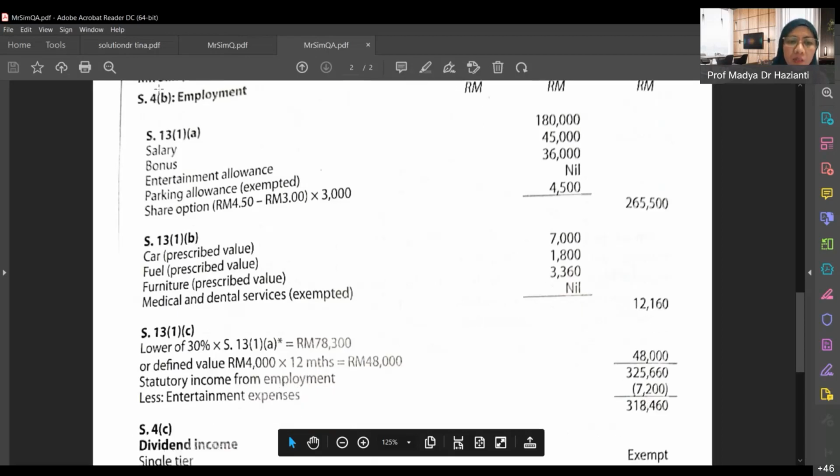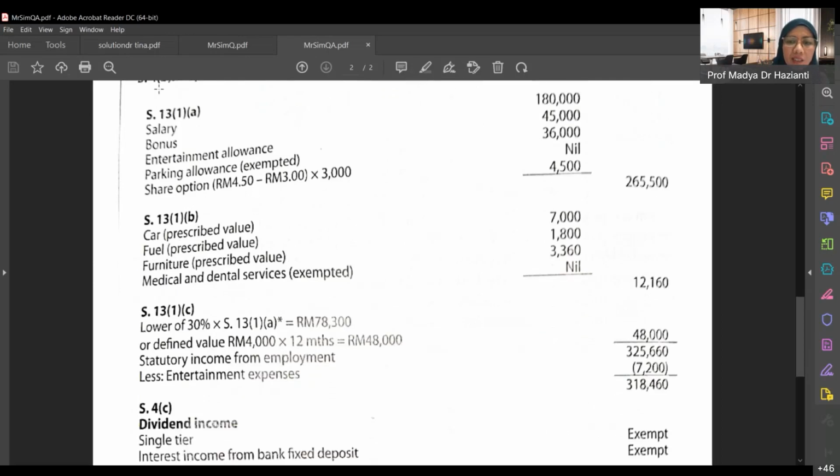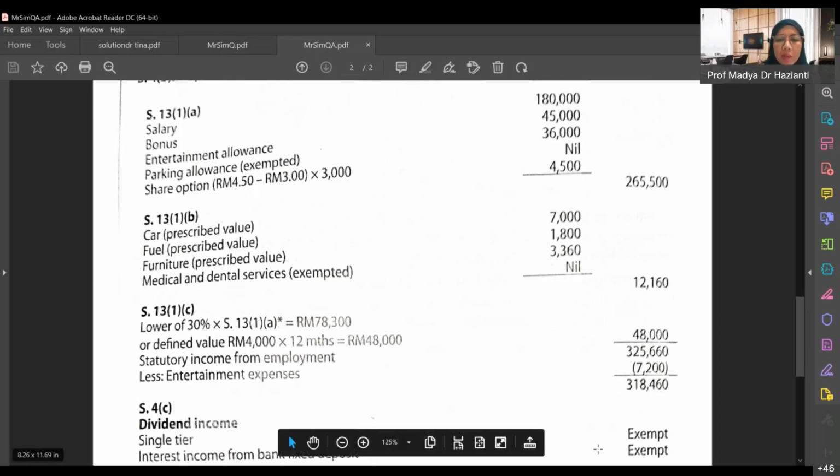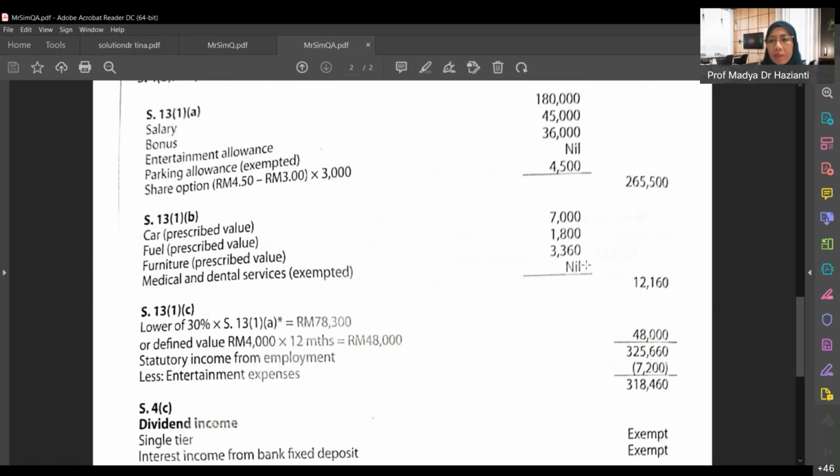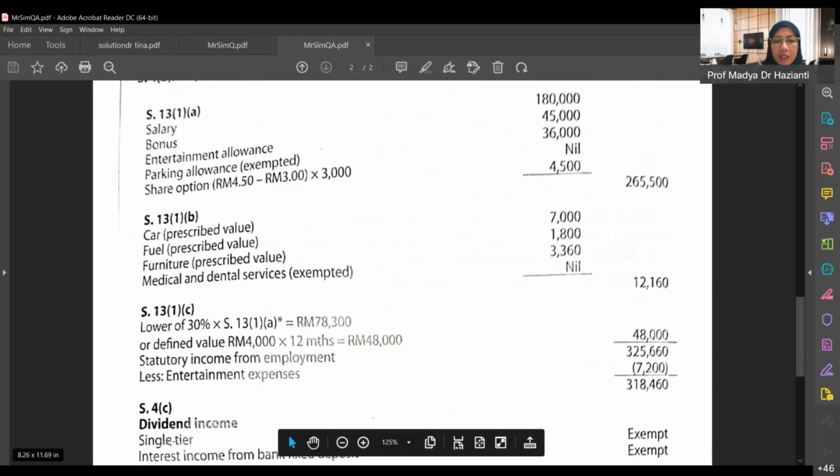Nampak ini section 4B employment. Let's move on to section 4C pula. Okay. So 4C we know dividend memang exempted. Tulis dia single tier dengan interest income dia, dividend and interest ni. Exempted, exempted. Like I said, jangan tinggal satu pun information. Nampak medical and dental exempted kan? But we still have to write the item dekat sini. So you will get marks here. Sama macam dividend ni juga. Walaupun dua-dua ni exempted, tulis je single tier ke whatever, dash je. You will get marks for that. Okay, for that item ni ada markah.